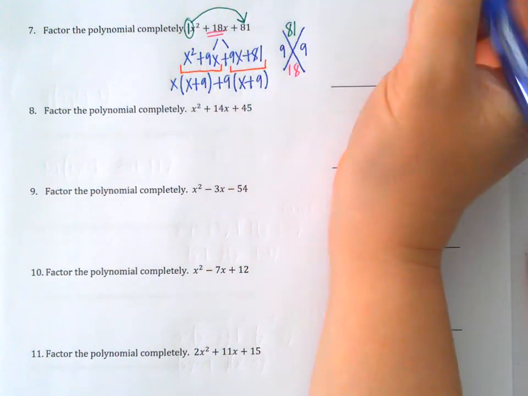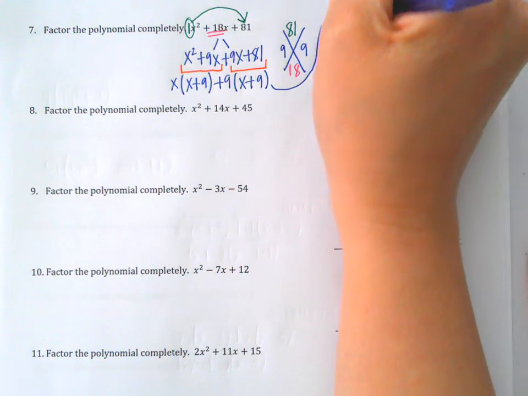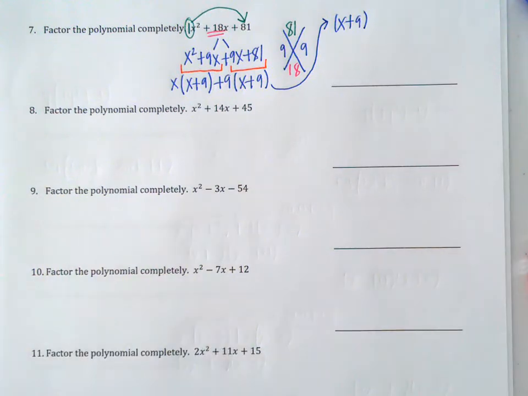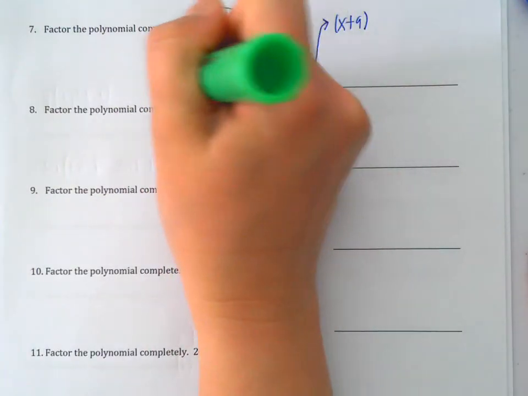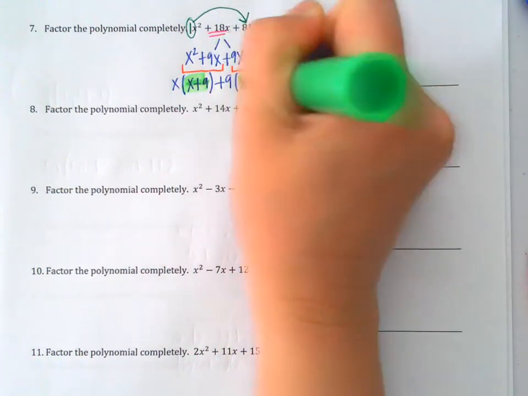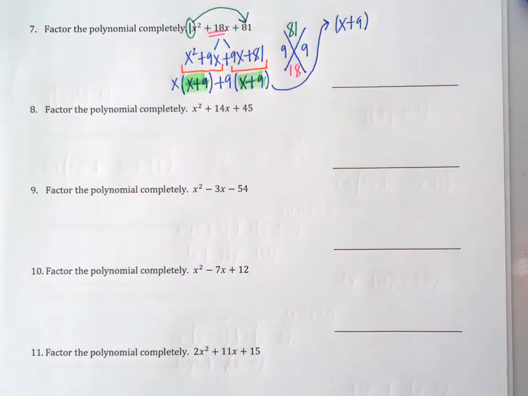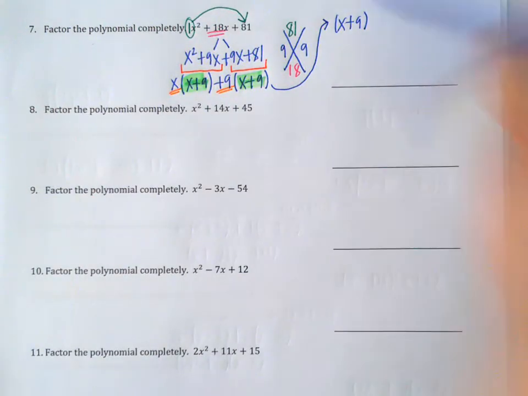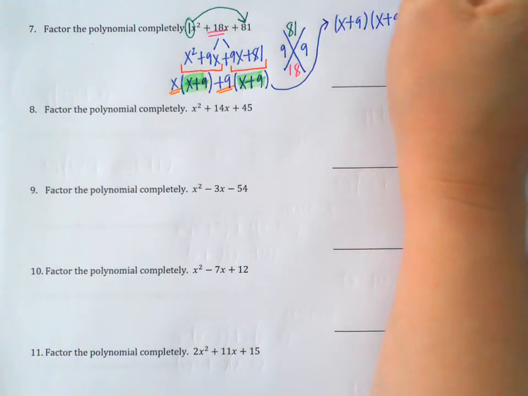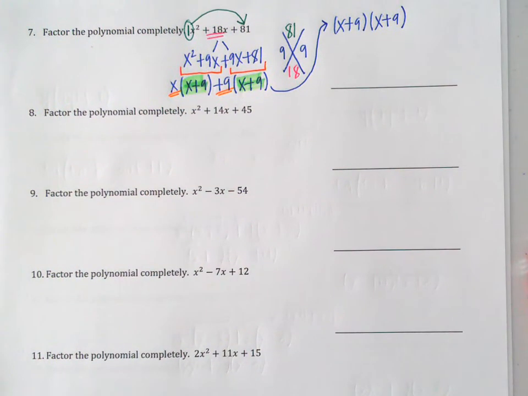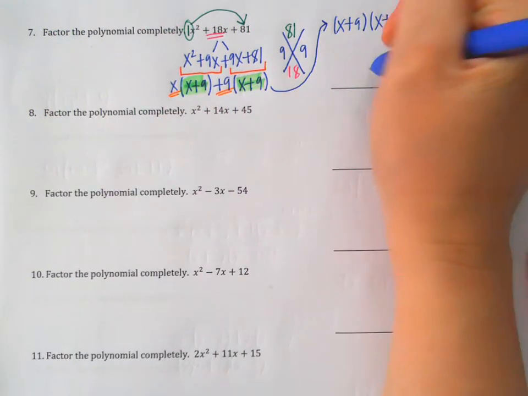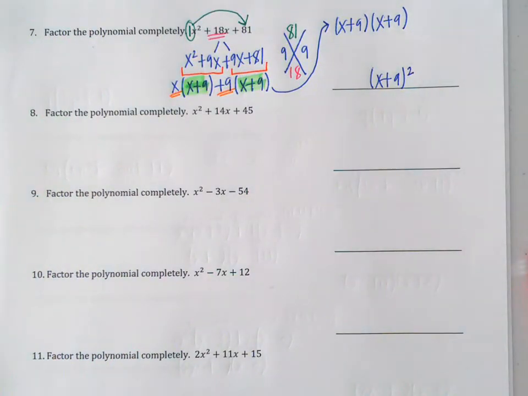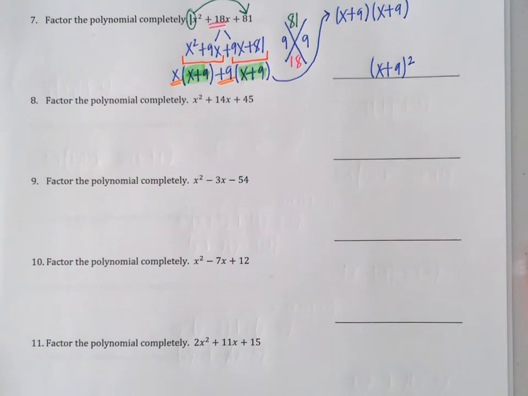And so what I get, I'm going to write it over here, is x plus 9, because these are the same. These have to be the same for us to move forward. And then what's left is that x plus 9, which is the same thing. So it's x plus 9 times x plus 9. Now remember, the way that we would write that, it's 2 of the same exact factors. So we can write that as x plus 9 squared. And that is it. That's your final answer.